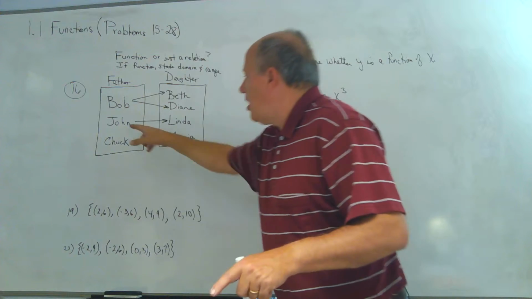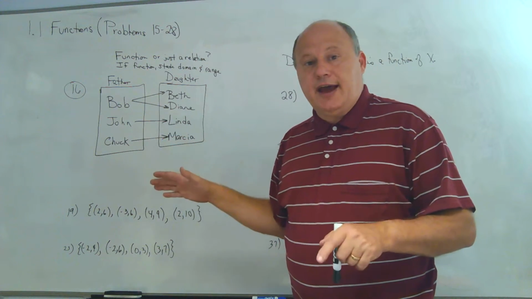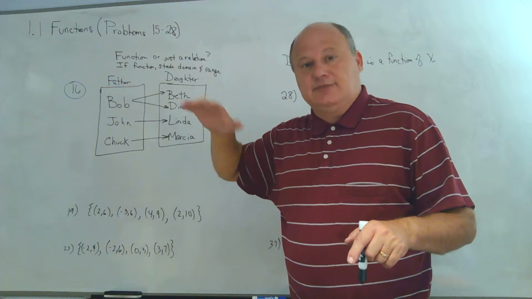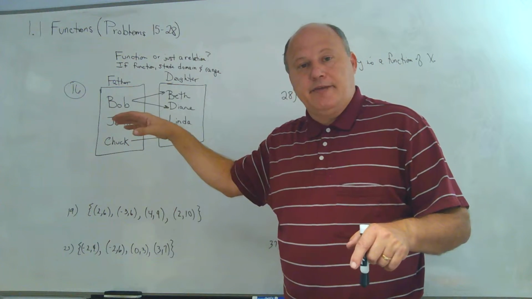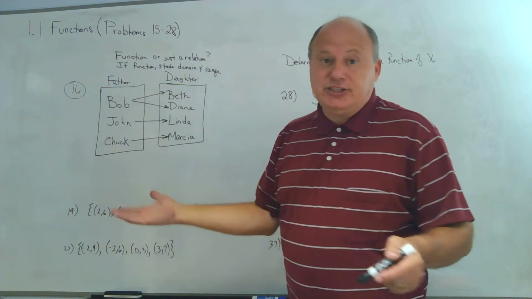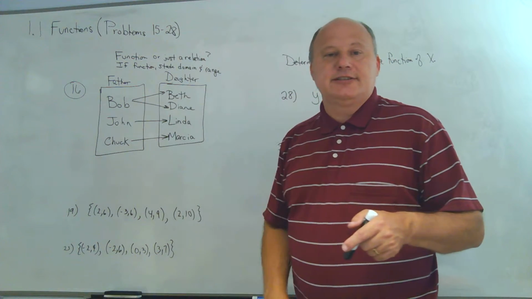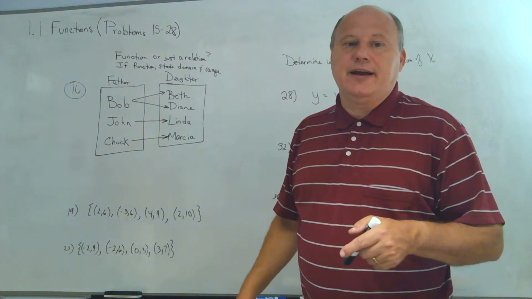Okay? Now, John goes to Linda, Chuck goes to Marcia. And those are okay, but the problem is Bob. Each father, to be a function, has to have one child. So this is not a function. It's a relation. There's a relationship, but this is not a function. Since this is not a function, I don't have to state the domain or the range.